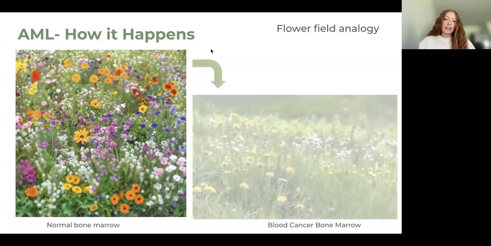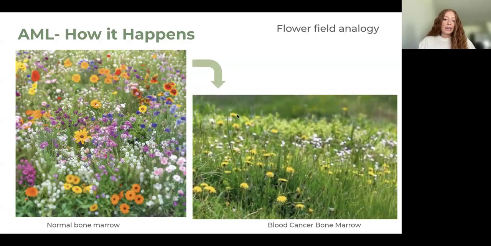But in an AML bone marrow, the weeds are going to start coming up and they're going to grow out of control. And yes, you'll see some flowers in the background here, but for the most part, the healthy flowers have no room left to grow, and so they just die off. So you'll see the bone marrow looks like this, where there's just a lot of dandelion weeds, overgrown, and it's not good for the bone marrow.